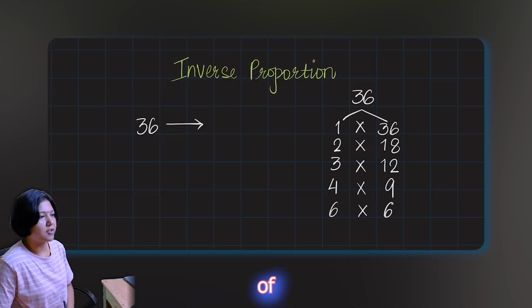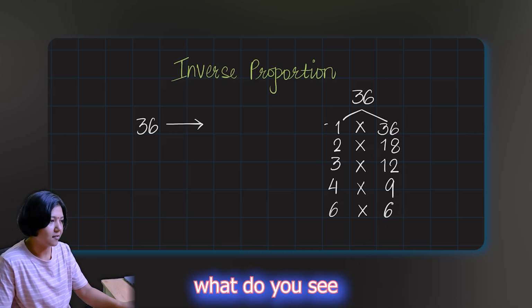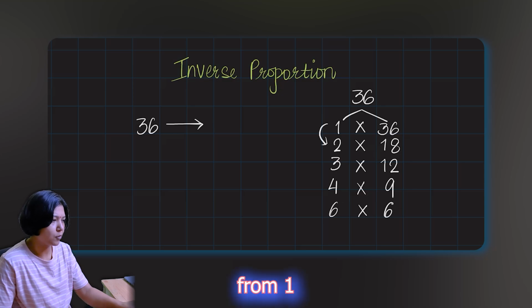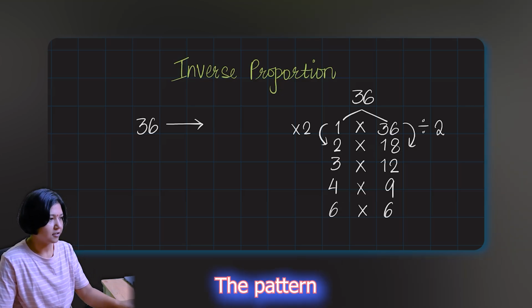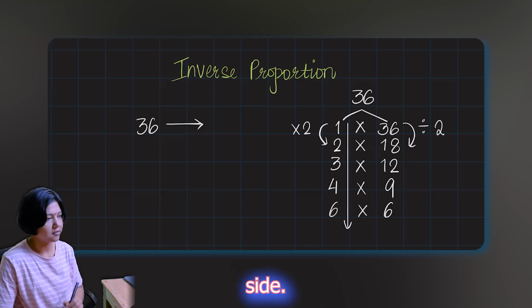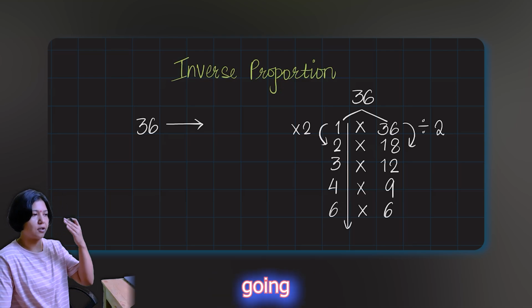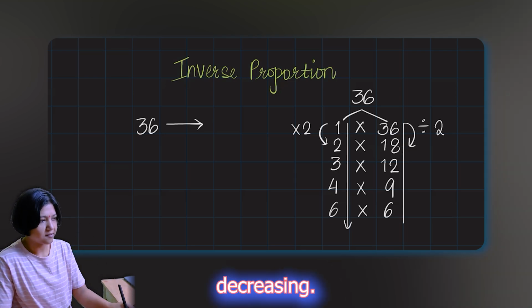If you look at each of the factor pairs, what do you see is, from 1 to 2, 1 times 2 is 2, 36 divided by 2 is 18. You can see a pattern here. The pattern is, as the values have increased on this side, the values are increasing. It's going on 1, 2, 3, 4, 5, 6. But this side it's decreasing.